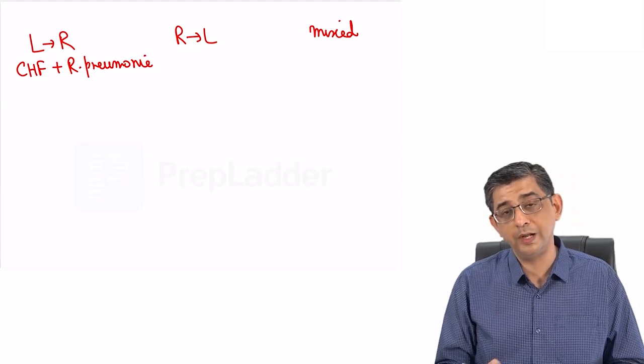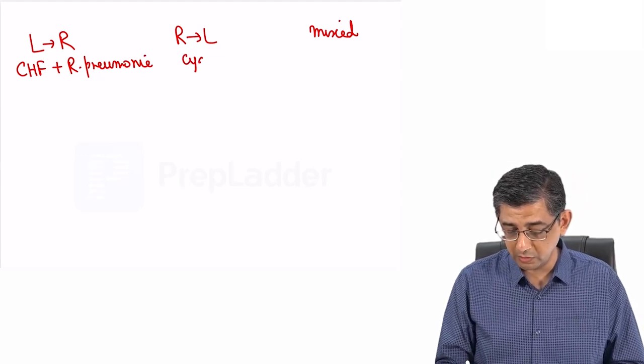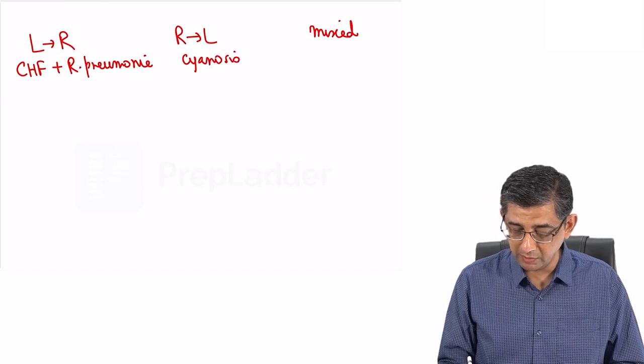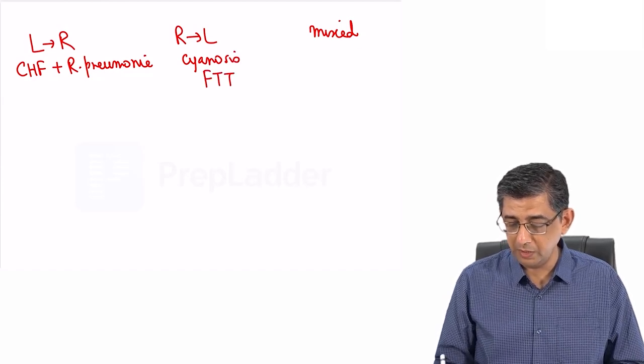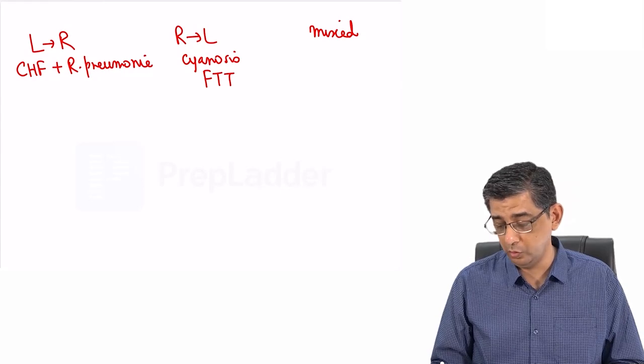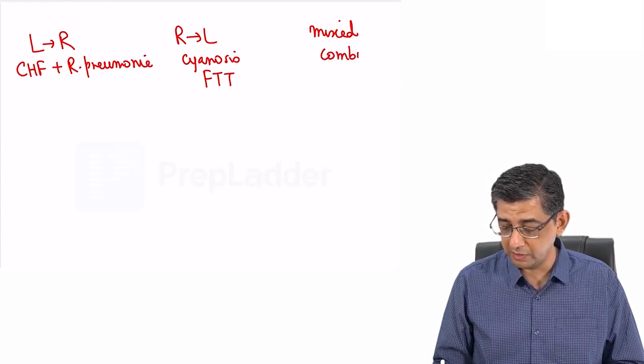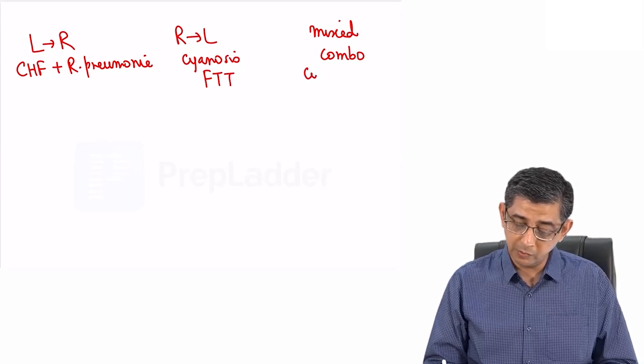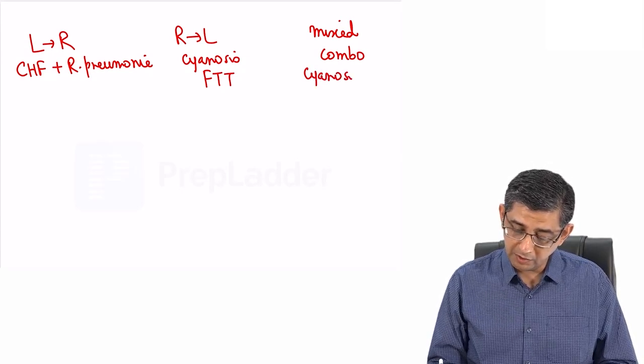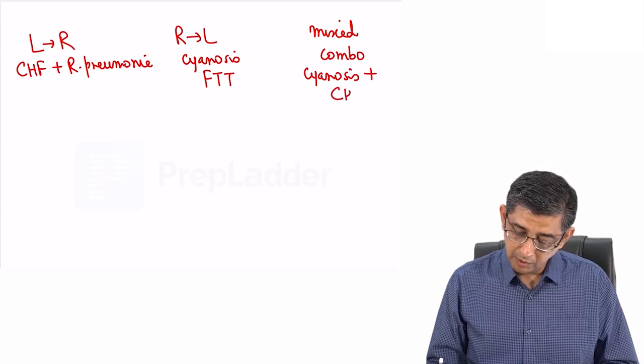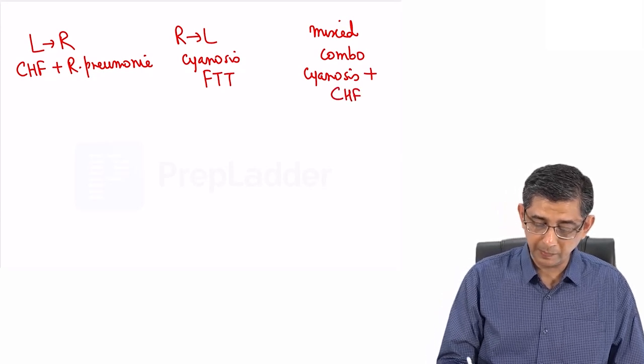When it comes to right to left sided shunt, there will be cyanosis with failure to thrive. Mixed defects would mean a combination of both. The defects that I've written in the MCQ, cyanosis will also be written and congestive heart failure will also be written. So let us enumerate the names now.